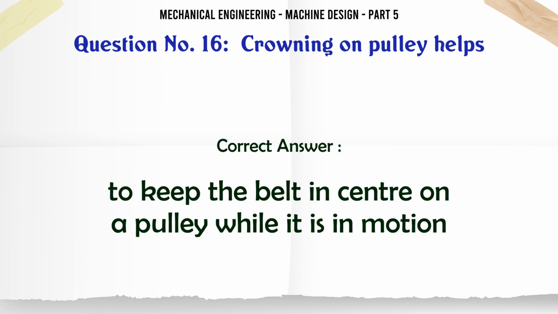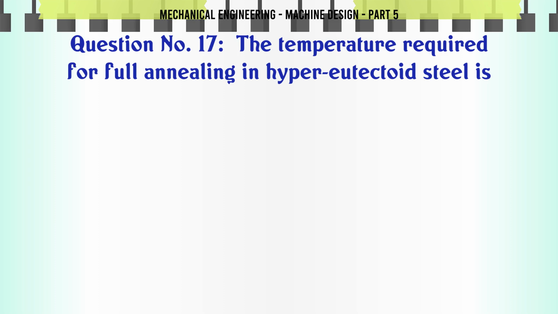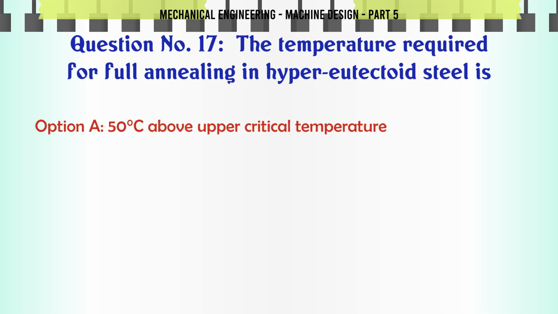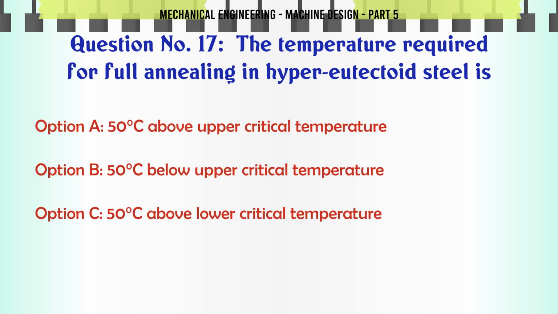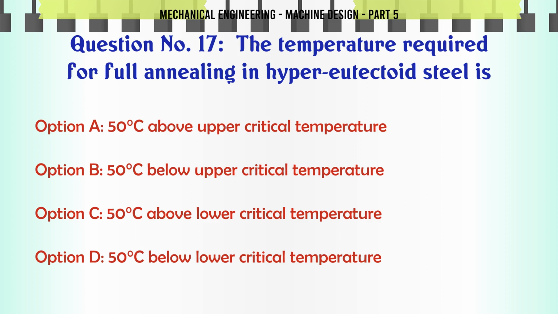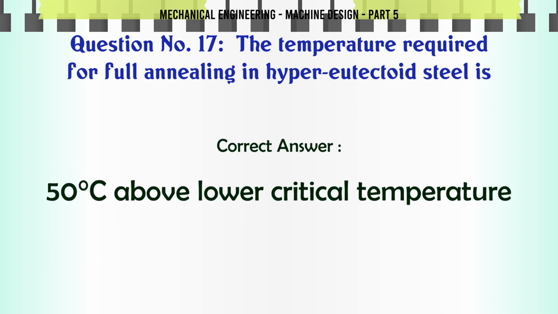The temperature required for full annealing in hyper-eutectoid steel is A. 50 C above upper critical temperature, B. 50 C below upper critical temperature, C. 50 C above lower critical temperature, D. 50 C below lower critical temperature. The correct answer is 50 C above lower critical temperature.